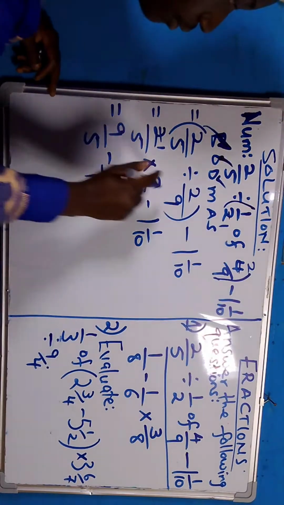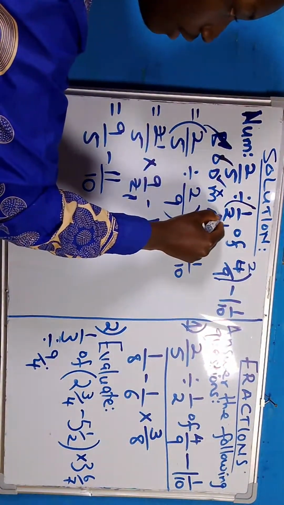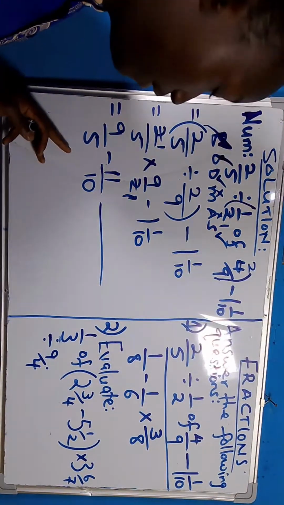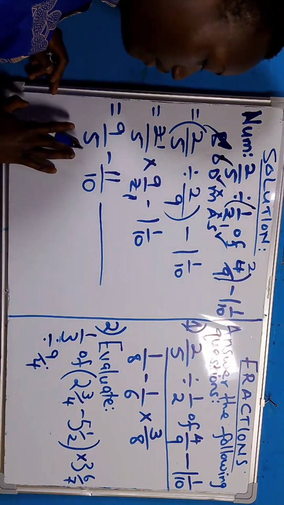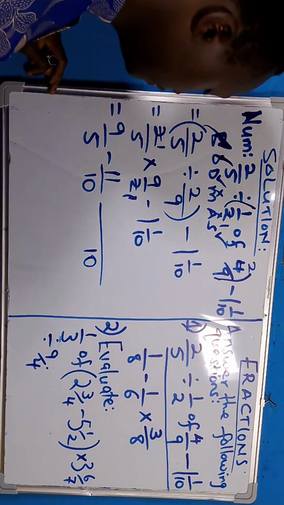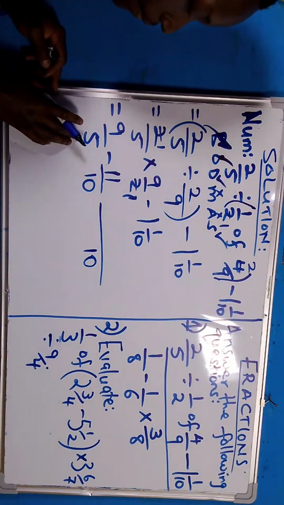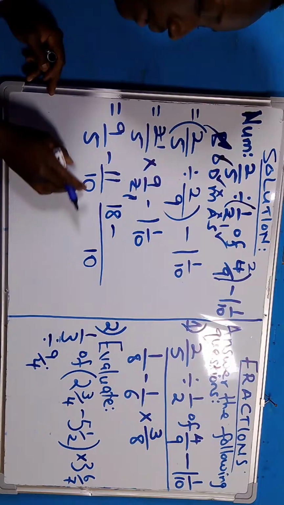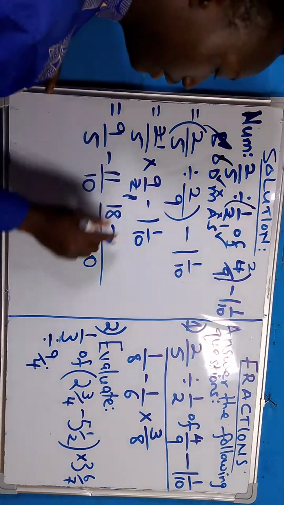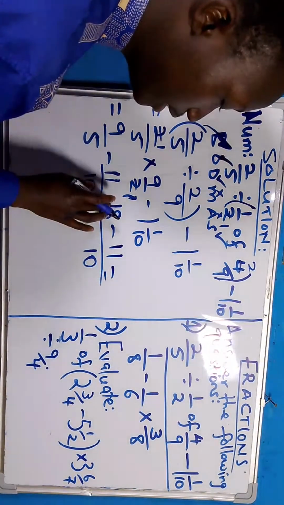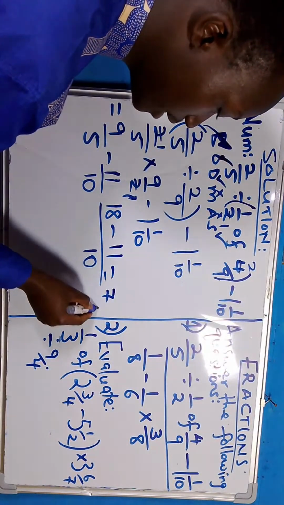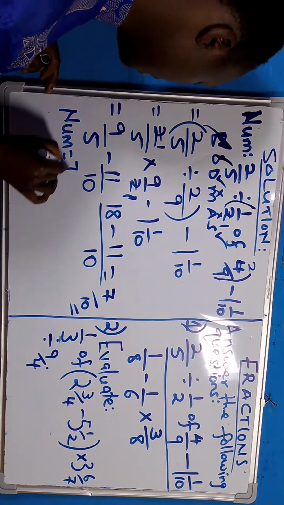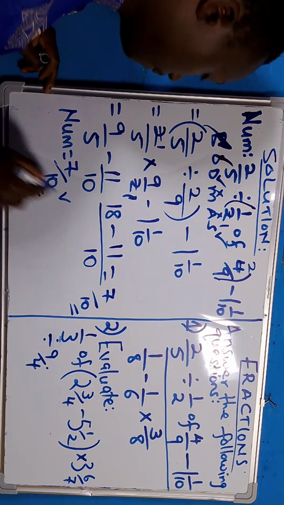Having this, we don't have multiplication, we don't have addition, but we have subtraction. So we will now find the LCM of 5 and 10, and the LCM of 5 and 10 is equal to 10. 10 divided by 5 is 2. 2 times 9 is 18, minus 10 divided by 10 is 1, 1 times 11 is equal to 11. So 18 minus 11 is equal to 7 over 10. So our numerator is equivalent to 7 over 10.